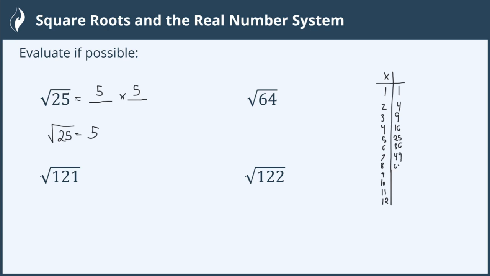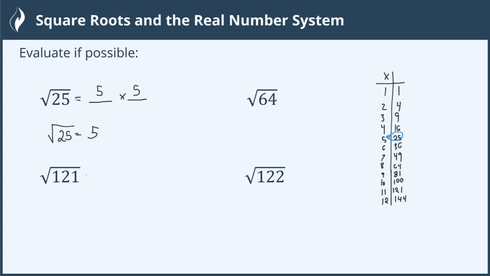Once we've completed this chart, we may use it to determine what number times itself is equal to the value under the radical, or easily evaluating the square root. For the example square root of 25, I find 25 on the chart, and I know that that's in the row with the number 5. 5 times 5 is 25, or the square root of 25 is 5.